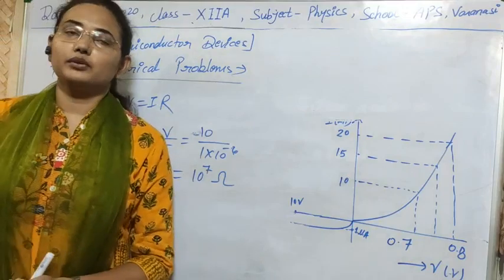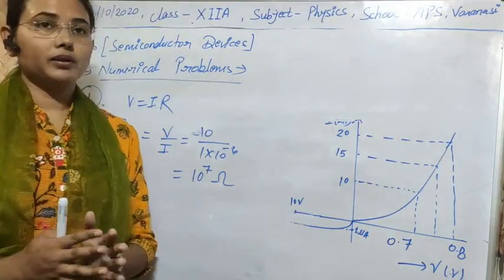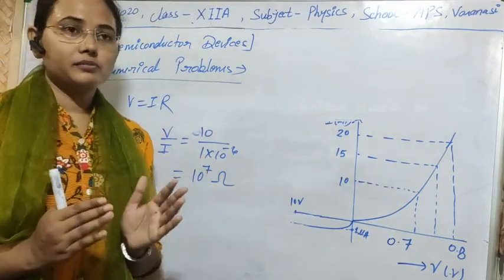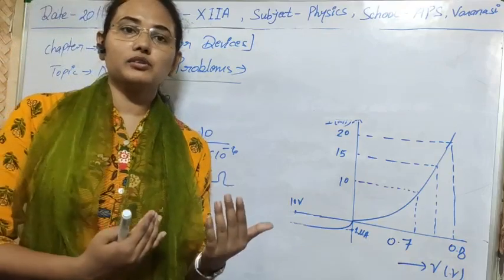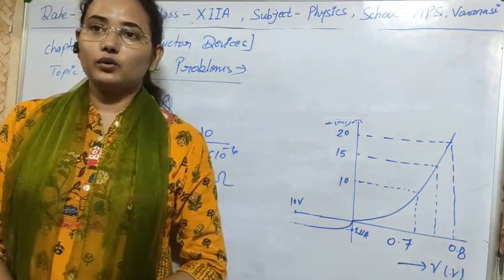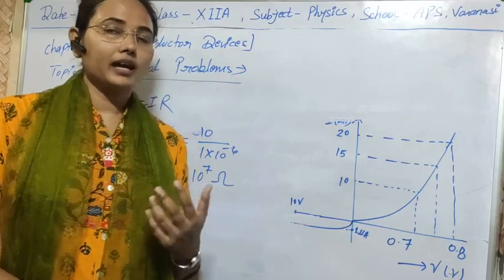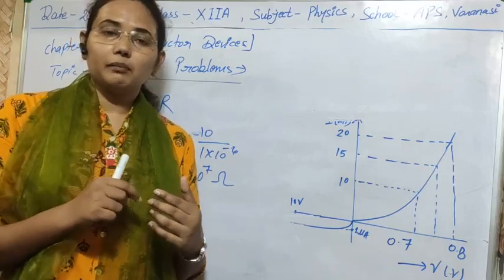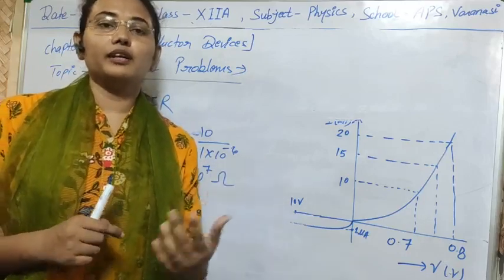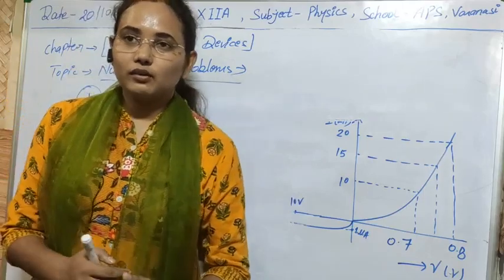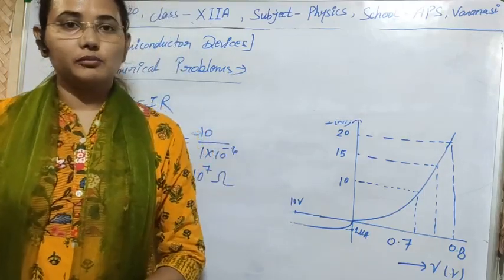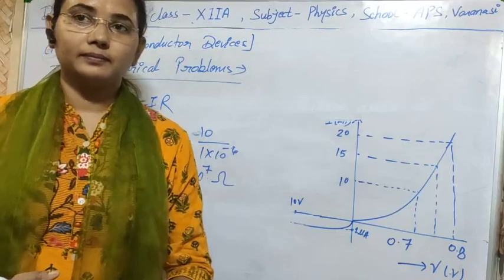If this is clear to you, then in the next numerical problem, suppose we have some circuits in which we have used a PN junction diode or other diodes, then how can we calculate the amount of current that will be flowing in the circuit? We can calculate that also. So let's see some numerical problems based on that.